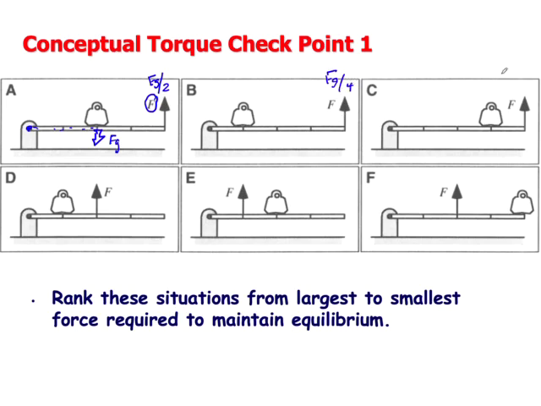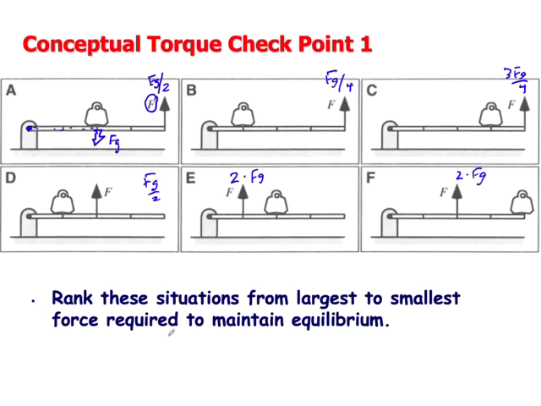This one, 3Fg over 4. I hope I'm doing these right. This one, Fg over 2, assuming that the board has no mass because we're not giving any information. This one, we're only half the distance away from the mass. This one is going to be 2 times F sub g. And the same thing here.